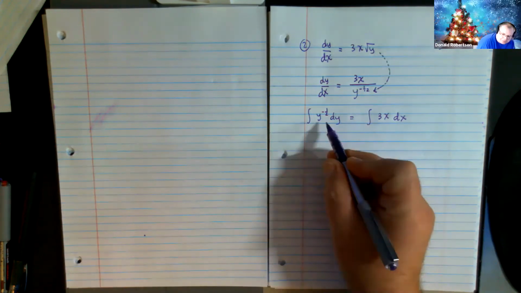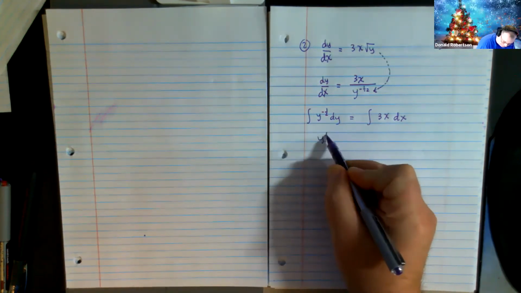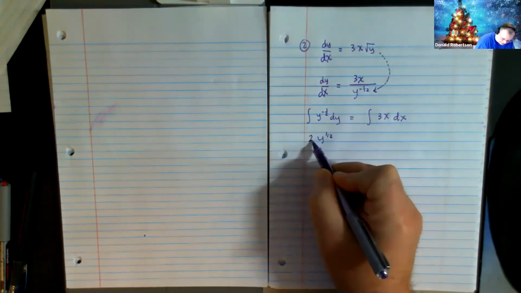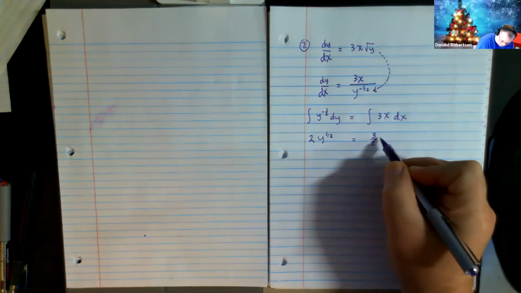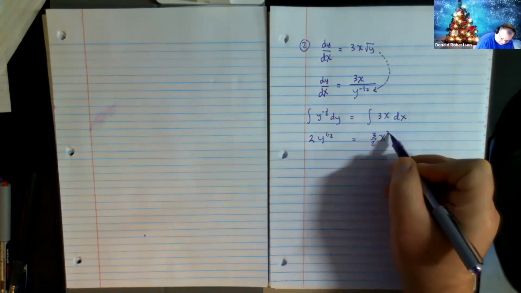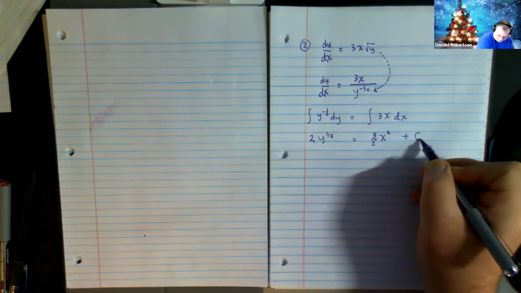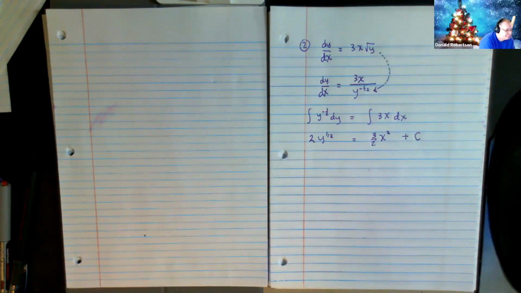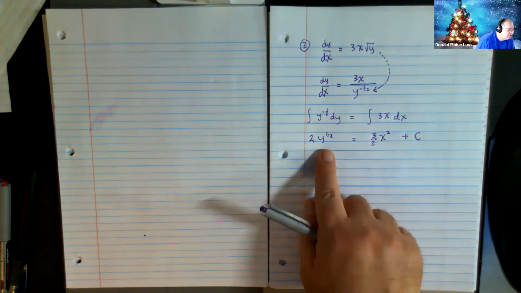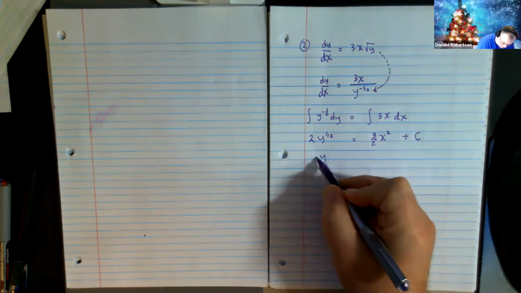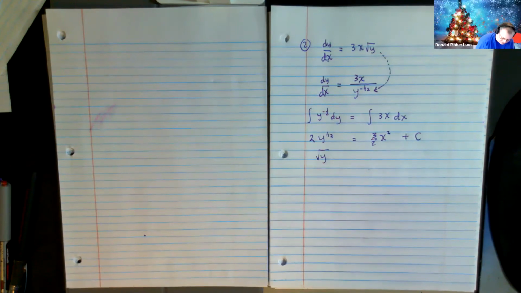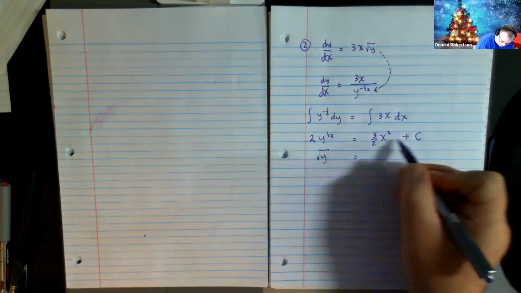Okay, power rule. If you add 1 to the power, and dividing by a half gets you 2, and you add 1 to the power, and you have your plus c. And since there's only y here, this is yet another example of a question where you will be able to get a y equals version. I'm going to call that the square root of y, and divide both sides by 2.